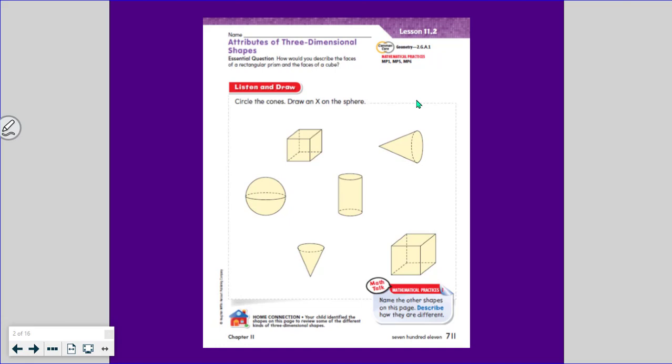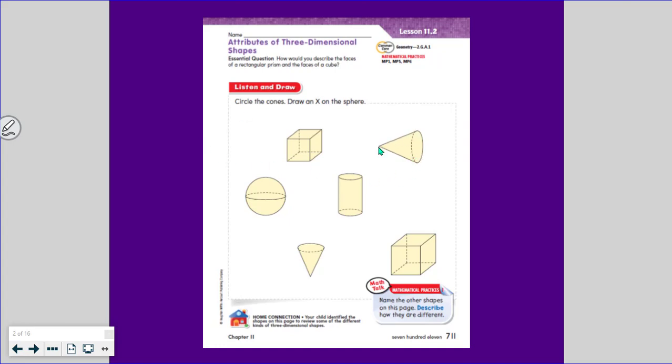All right, so let's check this out. Our first shape, we're going to actually name it, which ties into our math talk question. The math talk question says, name the other shapes on this page, describe how they're different. So I'm going to name all the shapes as we go. We'll start with this first shape, and this first shape is a cube, right? It's made from squares. All the different faces are squares. So this is a cube, and we're not going to do anything with this because we're supposed to circle the cones and draw an X on the sphere.